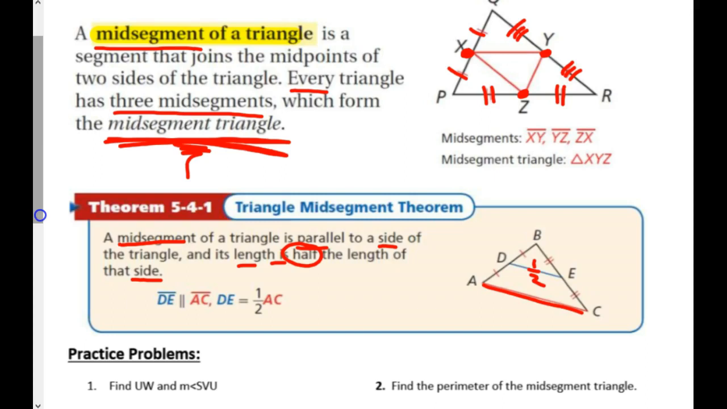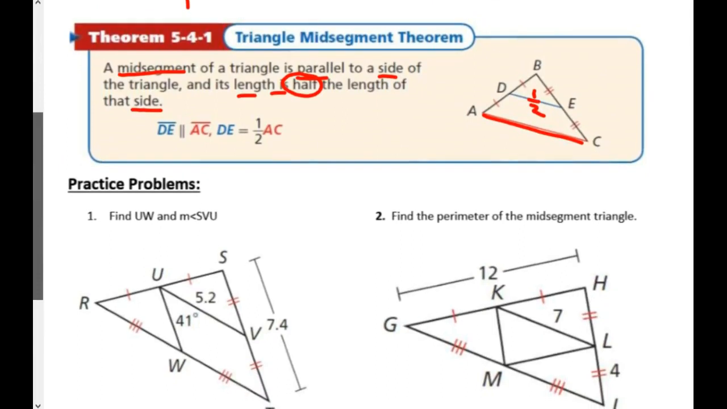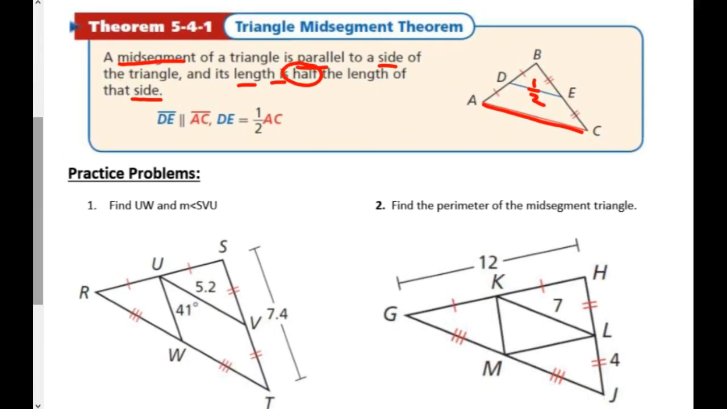So, how does that work? If you're looking at practice problem 1, I'll show you how this works. Find UW and the measure of angle SVU. All right, so number 1, finding UW from here to here. We just said that this is a mid-segment connecting 2 midpoints, and it's going to be half of the parallel side. Now, how long is this parallel side over here? 7.4. So how do I find the mid-segment?